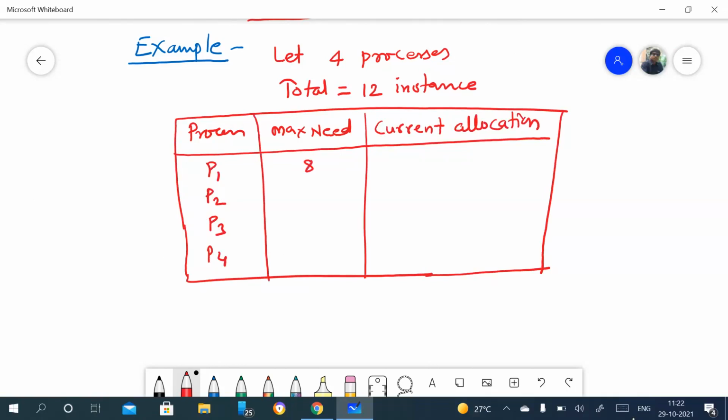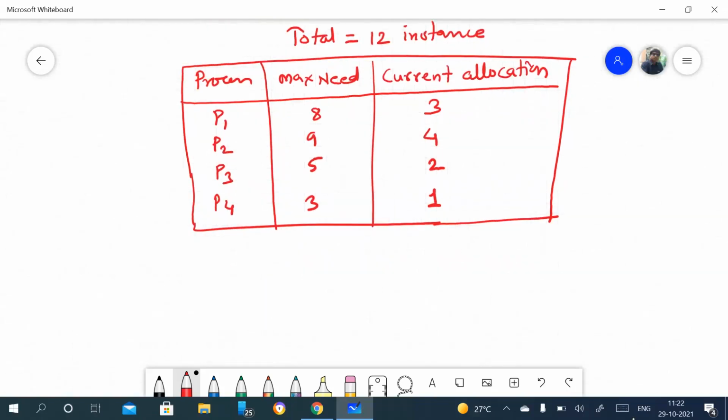So 8, 9, 5 and 3. 3, 4, 2 and 1. Right? So we need to find the safe sequence, and also we need to say whether this system will enter into deadlock or what, right?